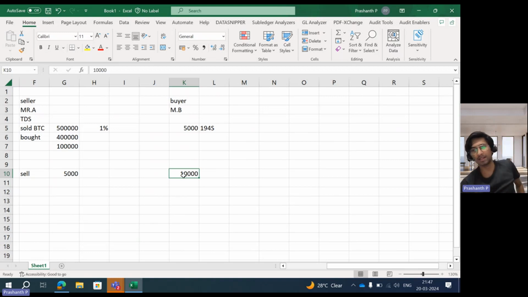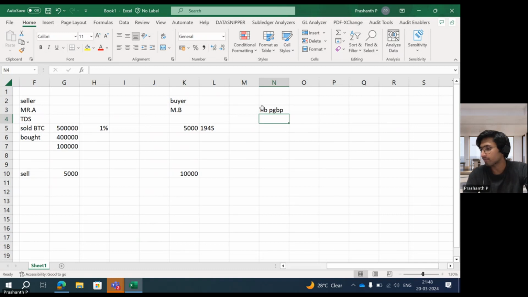But at the same time, if Mr. B is a person having no PGBP income, then this limit of 10,000 will be 50,000 rupees. I hope this is clear. So if Mr. A sells Bitcoin to Mr. B for a value of, let's say, 40,000 rupees, Mr. B will not be liable to deduct TDS because Mr. B is not having any PGBP income.